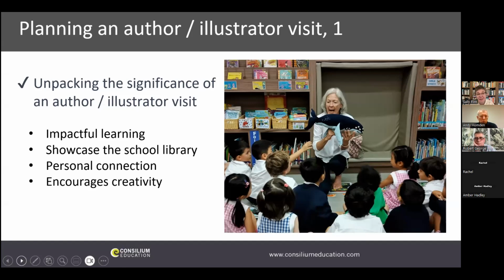So it's also not a bad little tip for getting school leaders on board, because if you can get someone who works across the whole school, it becomes really good value for money, I guess.